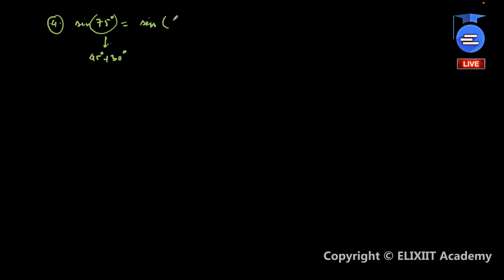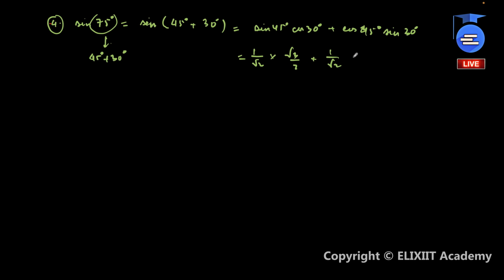So this is actually sine 45 plus 30 degree. In the place of 75, simply write this as 45 plus 30 and use the formula of sine A plus B, that is sine A cos B plus cos A sine B. So this is sine 45, 1 by root 2, then we have cos 30, root 3 by 2, cos 45, 1 by root 2, and sine 30, which is half. So this is root 3 plus 1 divided by 2 root 2.